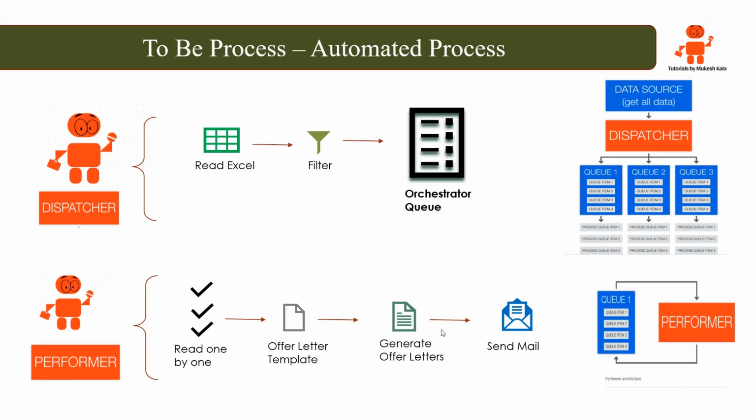Based on the items which it has retrieved from the queue, we are going to generate the offer letter, and once the offer letters are generated, we are also going to send an email to the candidates, right? So now if you just see the diagram on the right, it talks about the performer, which is a process that takes one item at a time from the queue and does the operation on it, right?